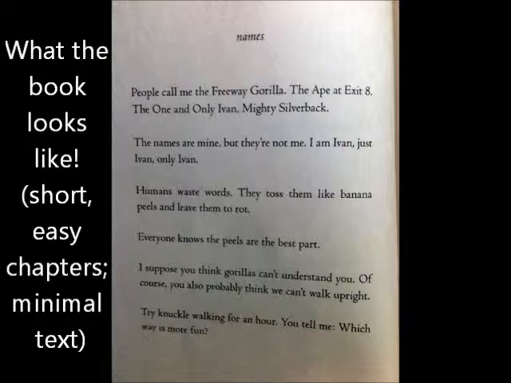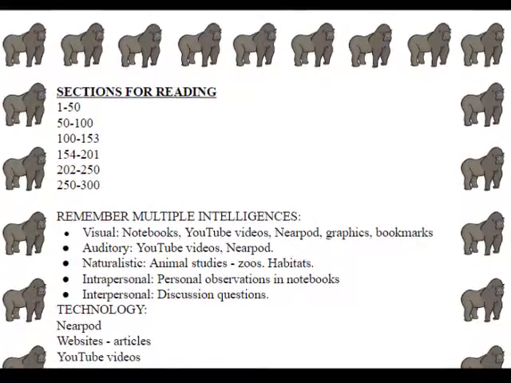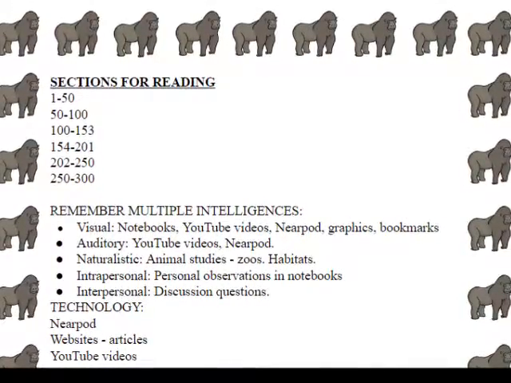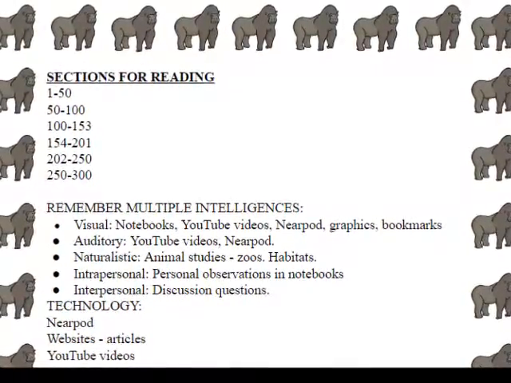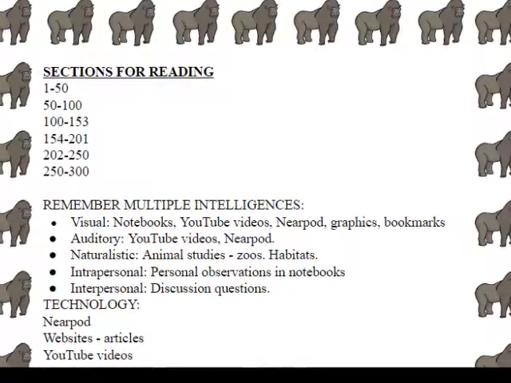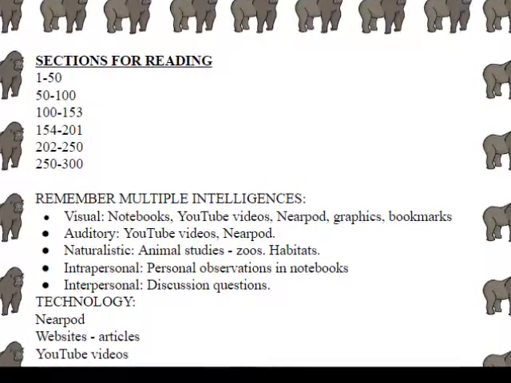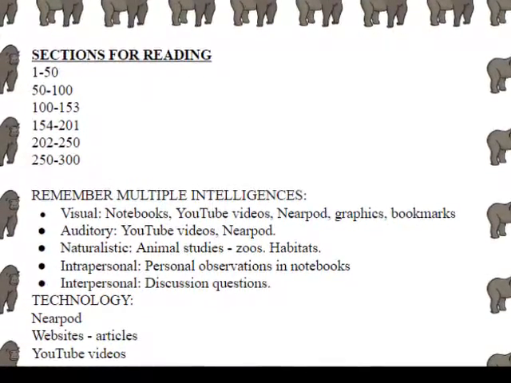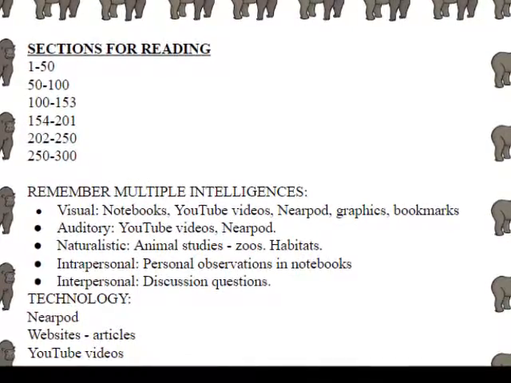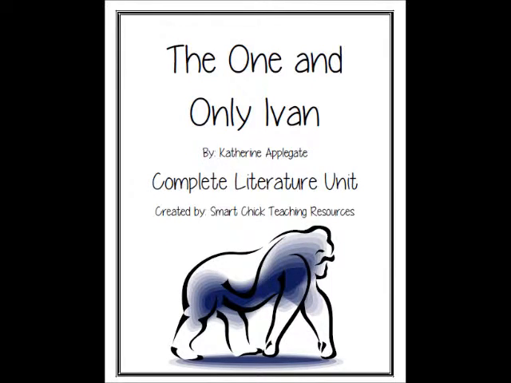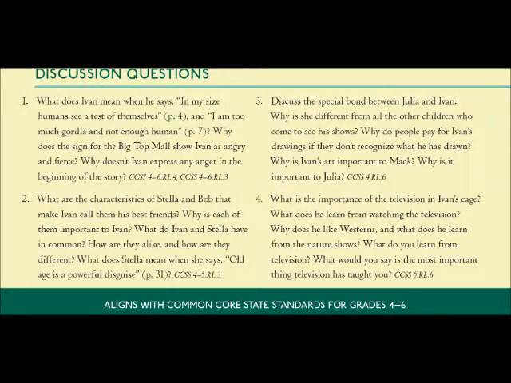And the multiple intelligences that I have mostly integrated into this unit is visual, auditory, naturalistic, intrapersonal, and interpersonal. The visual is integrated with notebooks, YouTube videos, a Nearpod presentation, a lot of graphics, and some bookmarks. Auditory is YouTube videos and the Nearpod. Naturalistic is with the animal studies we'll be doing, looking at zoos and habitats. Intrapersonal is because we have personal observations in notebooks. And then interpersonal is the discussion questions.